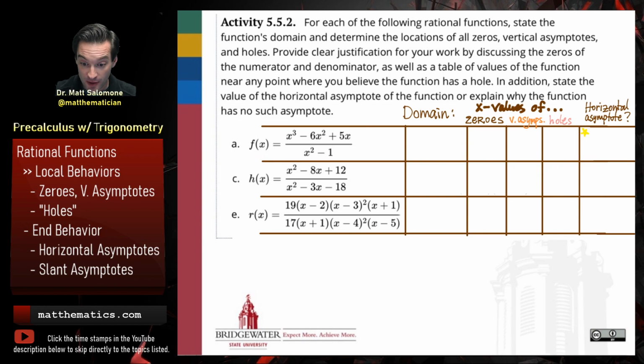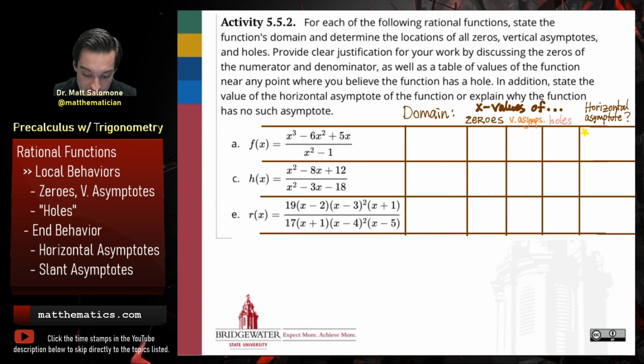So this activity comes out of the Bulkin's Active Prelude to Calculus textbook that is the main text for our course this semester. And what it's asking us to do for a variety of rational functions. So by definition, a rational function is a function which is defined by an expression that results from dividing one polynomial function by another polynomial function. So when I divide x cubed minus 6x squared plus 5x by x squared minus 1, the result is what we call a rational function. So polynomial in the numerator, polynomial in the denominator. That's all that we mean by rational function.